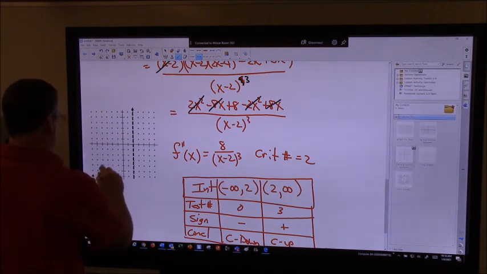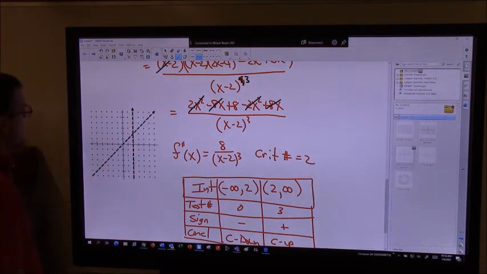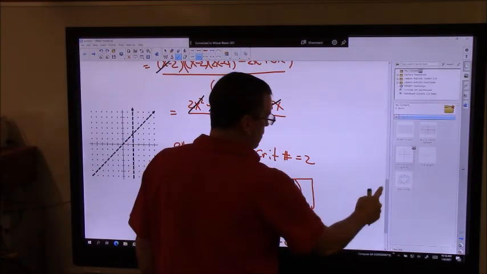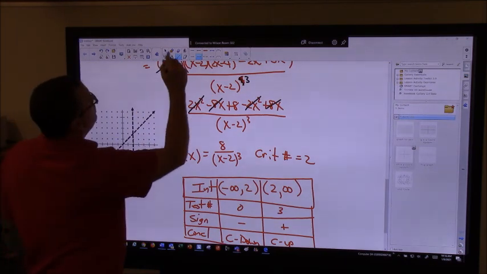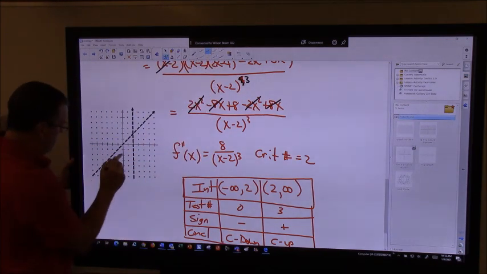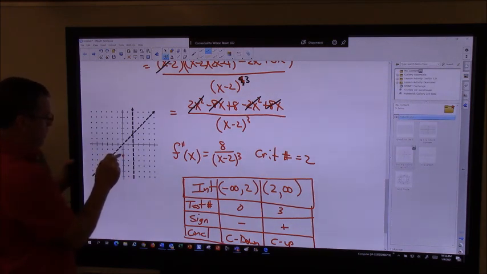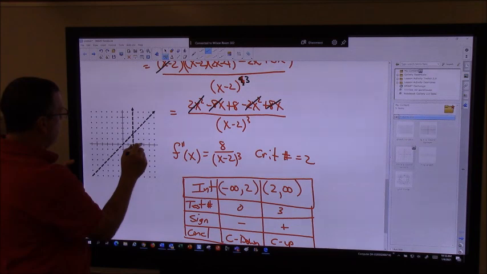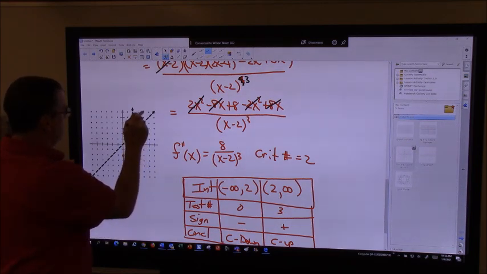So let's see, if I do a diagonal like this, there's that slant asymptote. And I saw that there was a relative maximum at (0, -2), sorry, and my relative minimum was at (4, 6). 1, 2, 3, 4, 5, 6, right there.